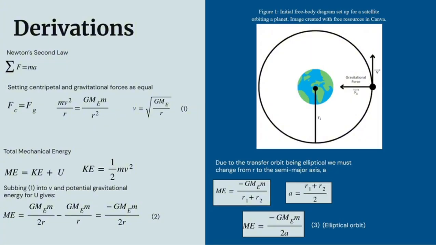Next, we use the concept of mechanical energy to understand the changes during the transfer. Our mechanical energy remains constant for any point in this orbit, so we can set total energy equal to negative G times the mass of the planet multiplied by the mass of the satellite over 2r. When we shift to an elliptical orbit after the first burn, we replace r with a, the semi-major axis, which is found by taking half of the radii of our current and desired orbits added together. This gives us the mechanical energy of an object in elliptical orbit.